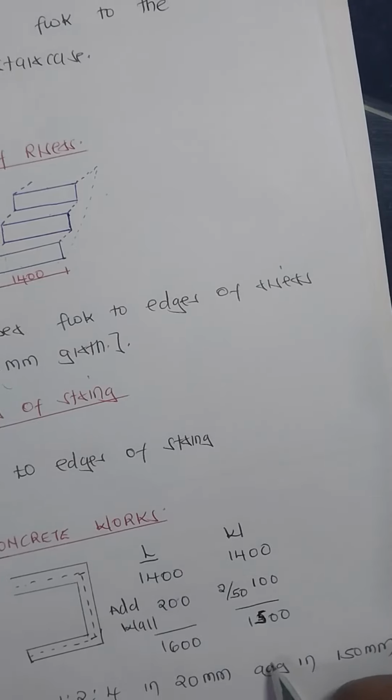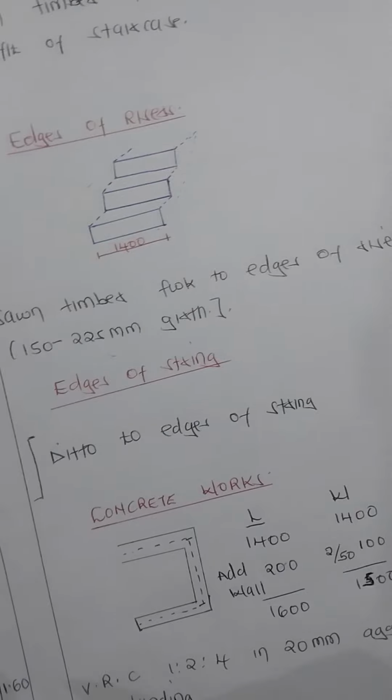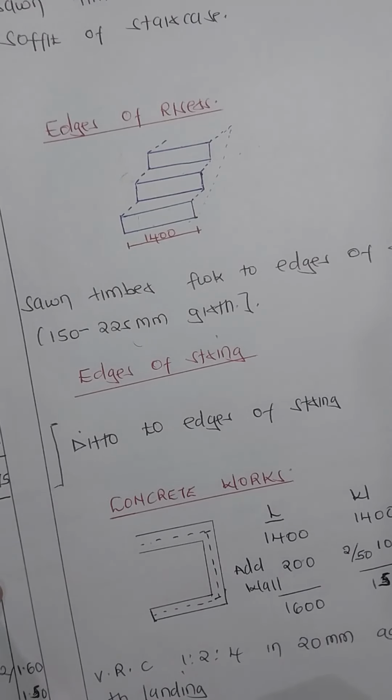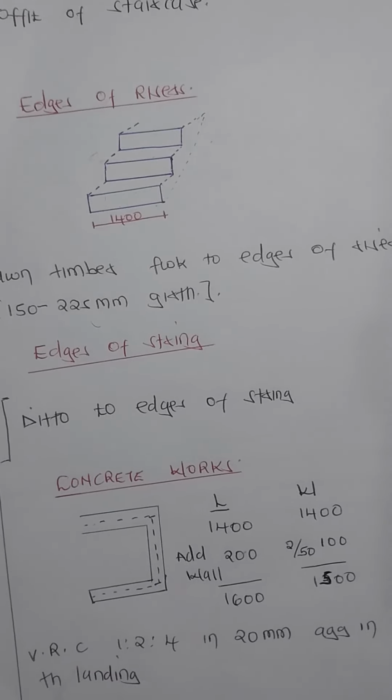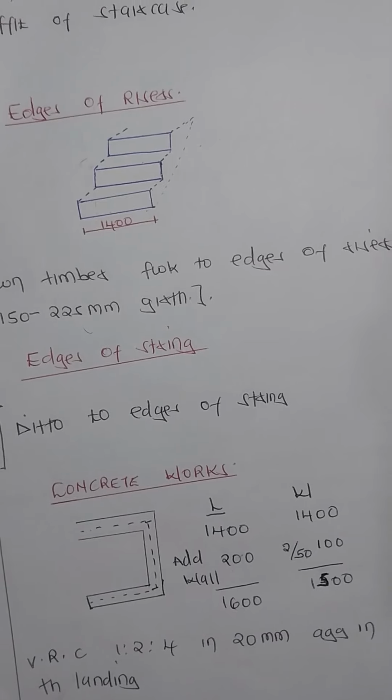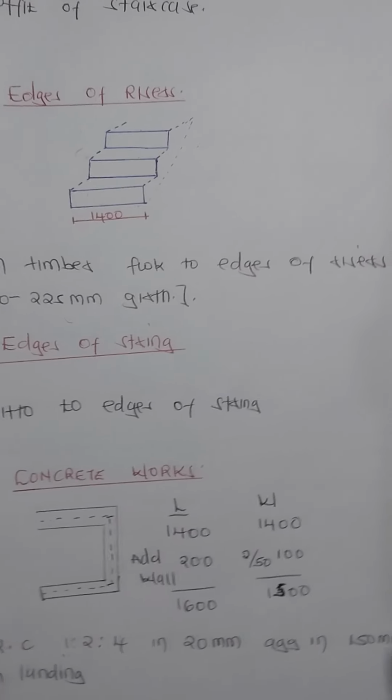1500. Now, we have, that is 1.6 by 1.5 divided by 2. From the SMM, the concrete for the landing, we book it in square meters. So by 2, because there are 2, then we say VRC 1 is to 2 is to 4 in 20 millimeters in 50, 150 millimeters thick landing.